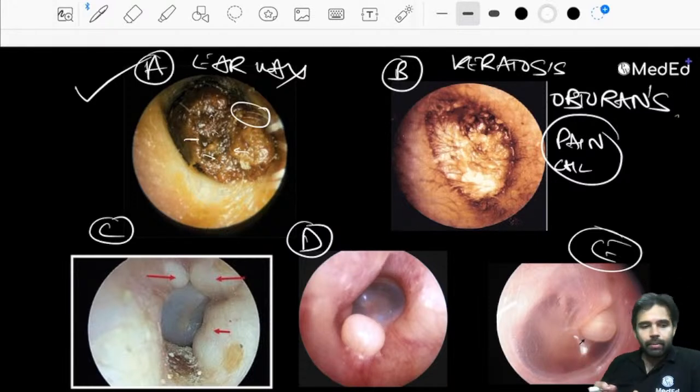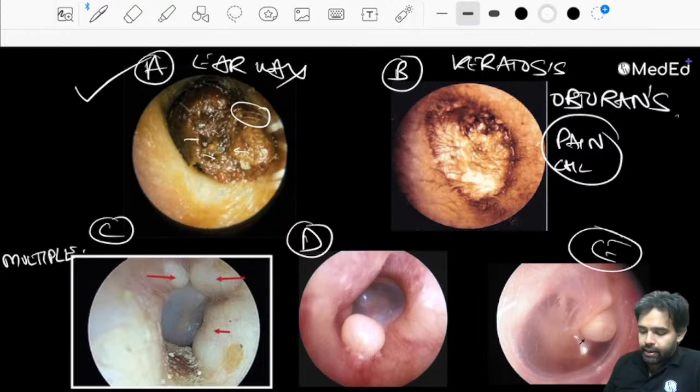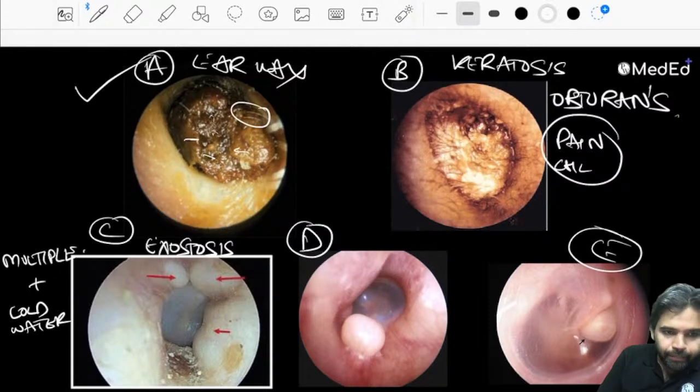Now the other three look similar. Now see, how do you differentiate between the three of them? When you see multiple white swellings, this is a clue. When you see multiple white swellings in the ear canal, plus there is a history of entering cold water, this is called exostosis. It gets very confusing with osteoma. Exostosis is where you will have multiple white swellings with cold water exposure.